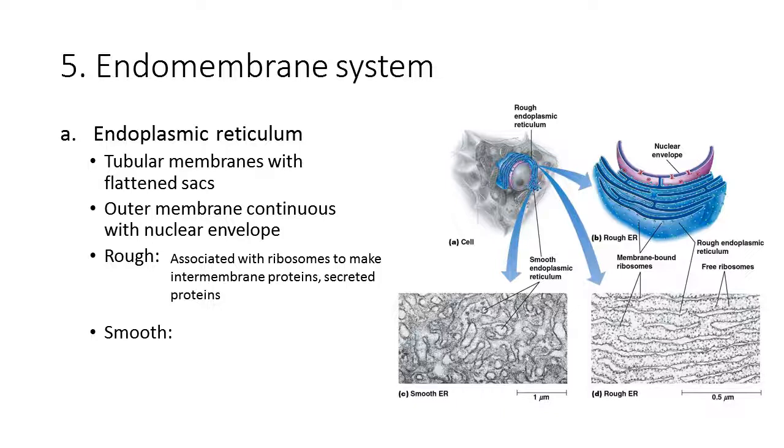The other component is the smooth endoplasmic reticulum, and its job is to make lipids and steroids. It also is involved in detoxification of drugs. So here you can see the smooth. It doesn't have the ribosomes on it like the rough does.